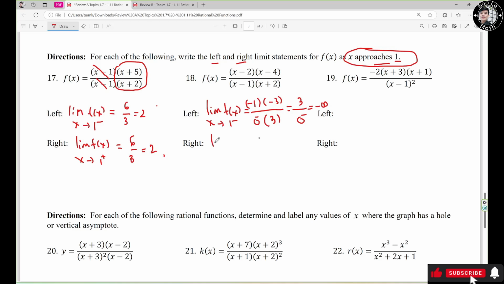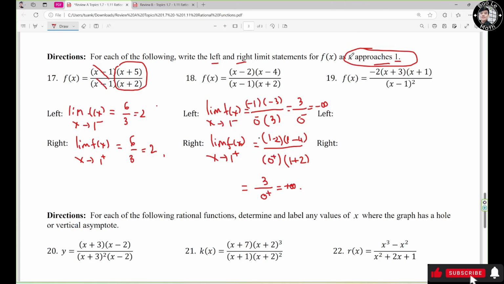Now, it's going to be limit of the function f of s when s approaches 1 plus. It's going to be 1 minus 2 times 1 minus 4 over 1 plus subtract 1 is going to be 0 plus times 1 plus 2. Alright, so the top should be negative 1 times negative 3 is going to be 3. The bottom should be 0 plus. So the answer must be positive infinity, right?